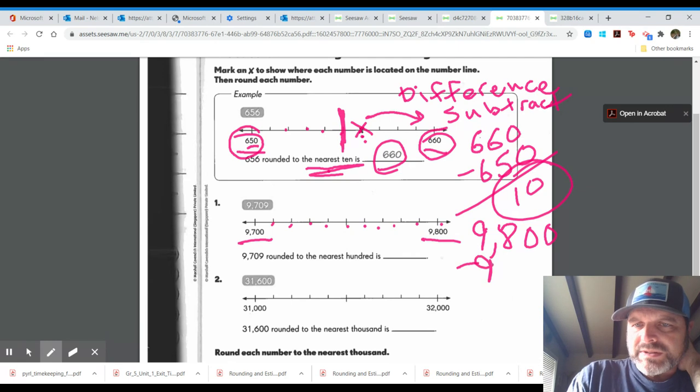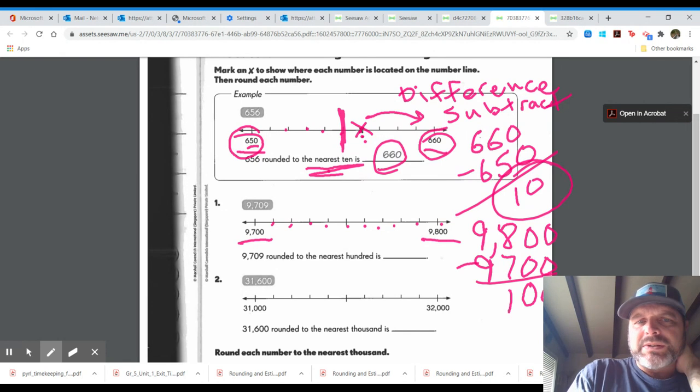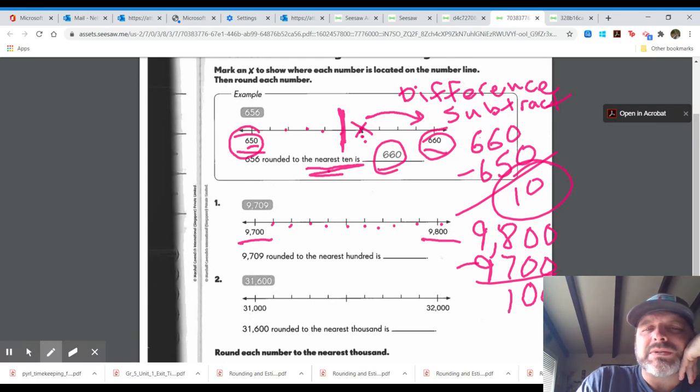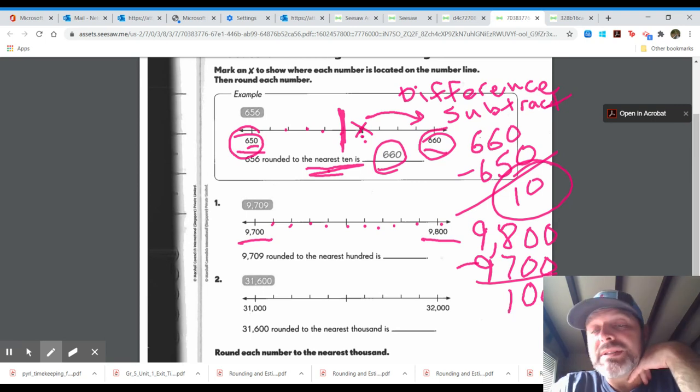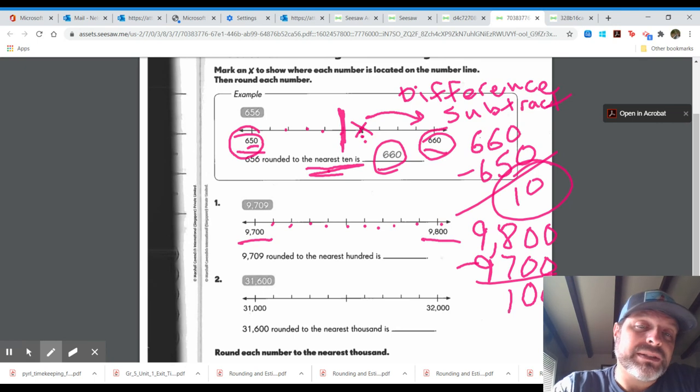Subtract 9,700. So that's 0, 0. 8 minus 7 is 1, and 0. So it's 100. So I have to fill in 100 between there, and there's 10 places. So if I count to 100 and I have 10, and I count by tens, how many tens are in 100? No one? Okay, so 10.